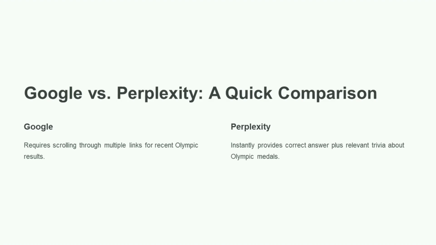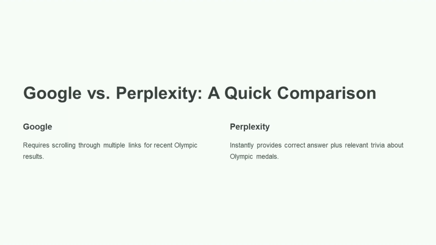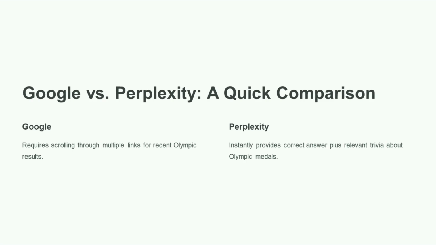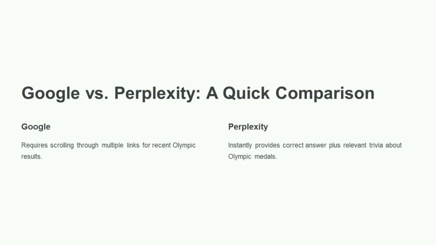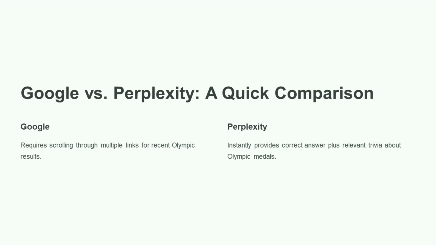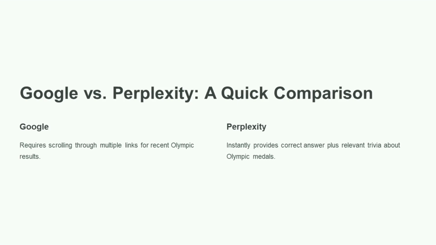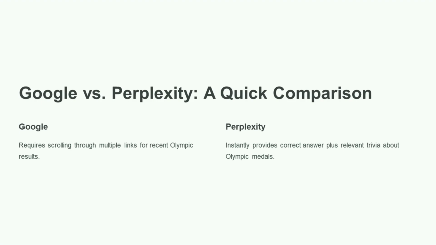Let's compare Perplexity to Google. If I search country with the most gold medals in the most recent Olympics, on Google, the first few links show historical data, not the latest Olympic results. I had to scroll down to the fifth link to get the right answer. Perplexity instantly provides the correct answer, plus trivia about the tie between the US and China in the most recent Summer Games. A fairer comparison might be Perplexity versus Google's AI overviews. Let me know in the comments if you'd like a video on that.